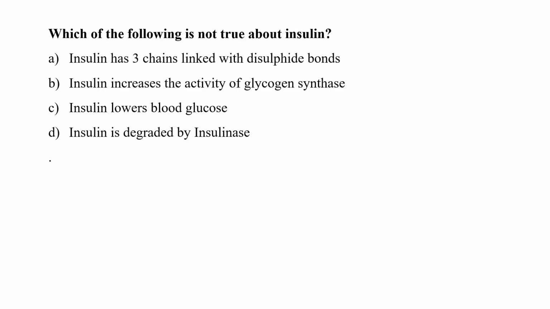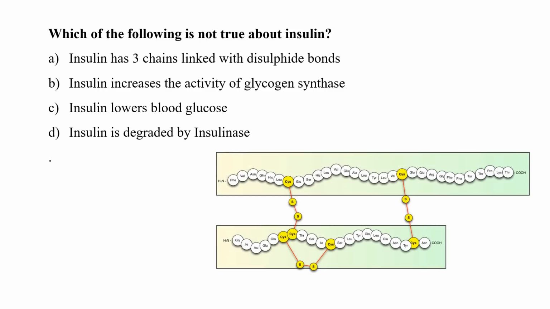So there are four parameters being given and we have to find out which one is incorrect as far as insulin is concerned. So let's see the structure of insulin. Insulin, as we can see, is a peptide composed of two peptide chains, A and B, linked together with two disulfide bonds. And there is one additional disulfide bond which is present in the A chain.